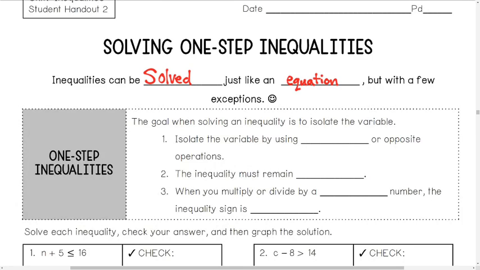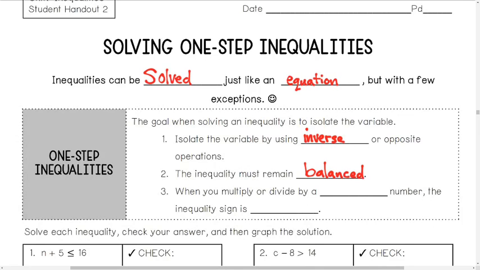The first part of these steps here, the goal when solving inequalities is to isolate the variable, just like when solving equations. Step 1 and 2 are very similar, but step 3 is what we change when we're dealing with inequalities instead of equations. So step 1, we isolate the variable by using inverse operations or opposite operations. Step 2, the inequality must remain balanced just like equations, so we have to do it to both sides of the inequality instead of just to one side.